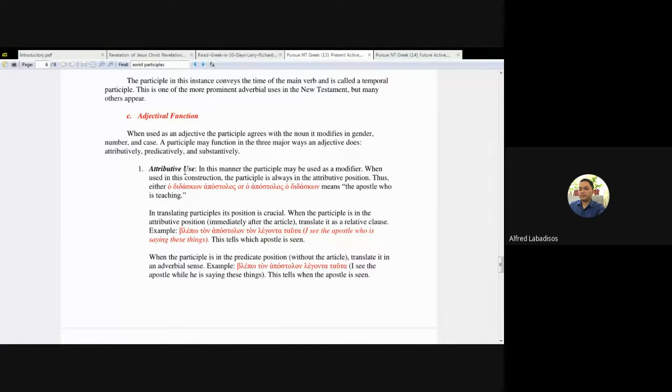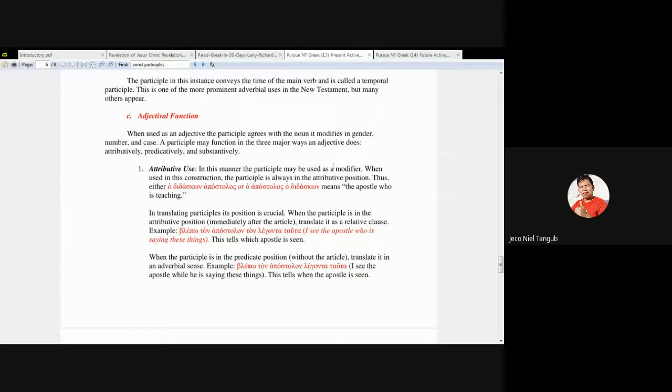What are the attributive uses of participles? In this manner, the participle may be used as a modifier. So when the participle is used as attributive, it functions as a modifier. When used in this construction, the participle is always in the attributive position. What does it mean when we say that the participle is in the attributive position? What is the attributive position in the adjective? How will you know that the adjective is in attributive position? Based on our discussion last time.